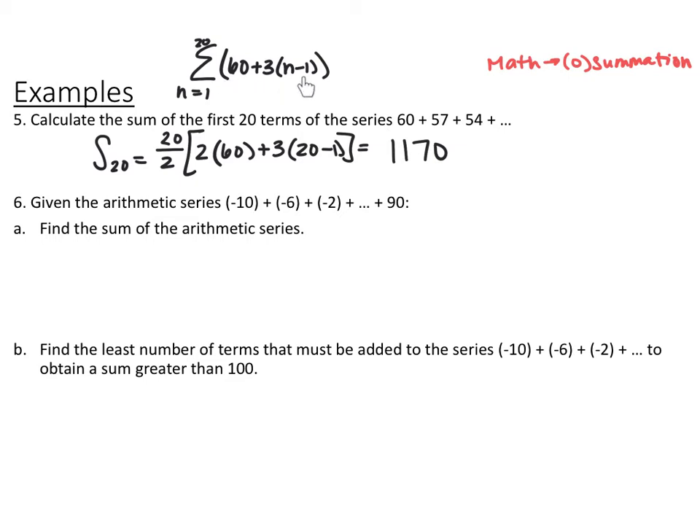So you can actually do these on your graphing calculator. If you go to math and then go to 0 summation, you just type it in exactly like this, except instead of n, use the variable x button, and then the calculator will actually do the summation for you.